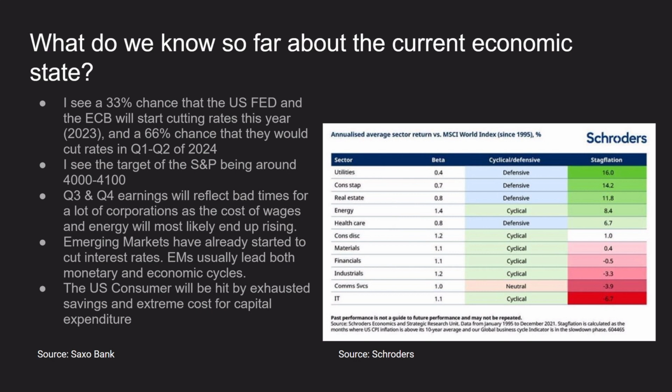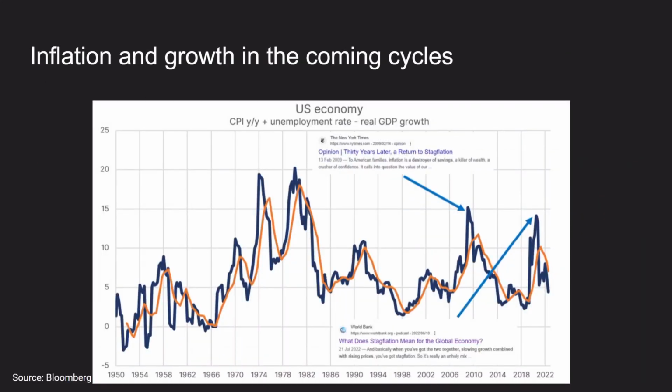And on the right, as you can see on the photo, I've put something in from Schroders, which shows which sectors tend to do better during periods of stagflation based on historical data, right? So you guys can have a look at that when you want to.